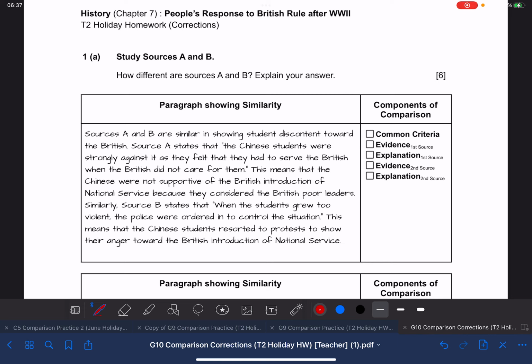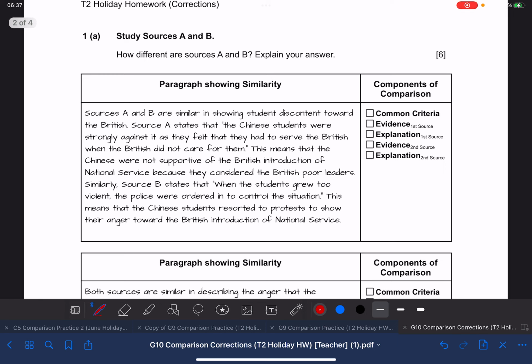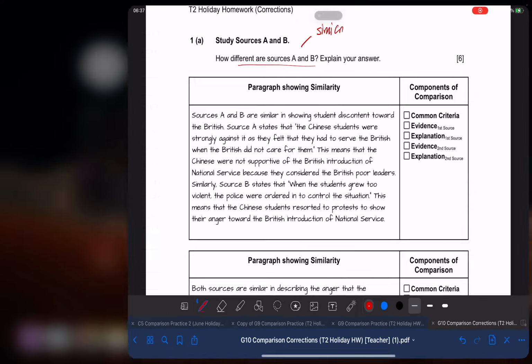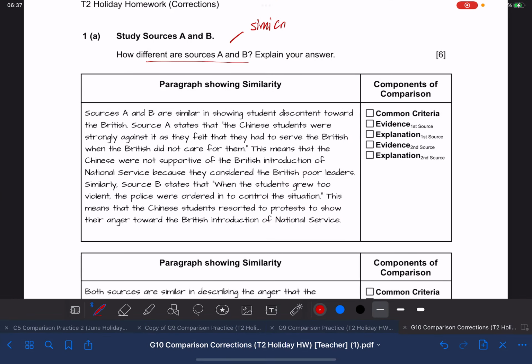Okay, so let's mark this together with me. Whatever I mark on this script, I would like you to do the same. As I'm looking through the answer, I'm seeing how different are sources A and B. So I remember I've got to look for one similarity and one difference. Let's look at this first sentence.